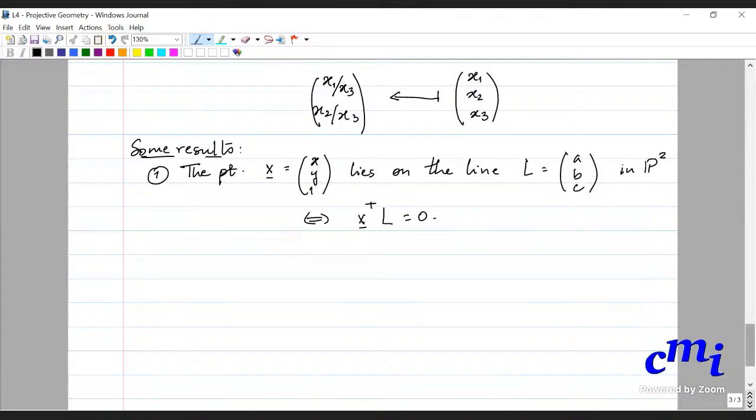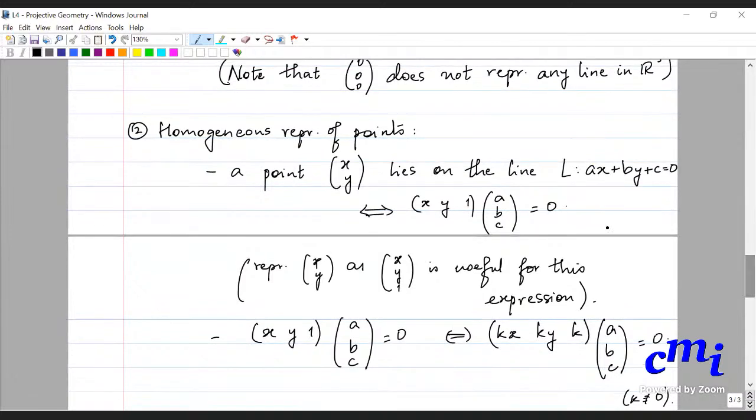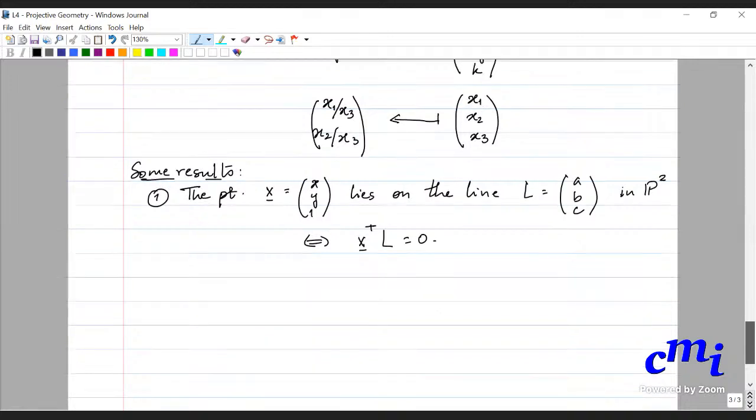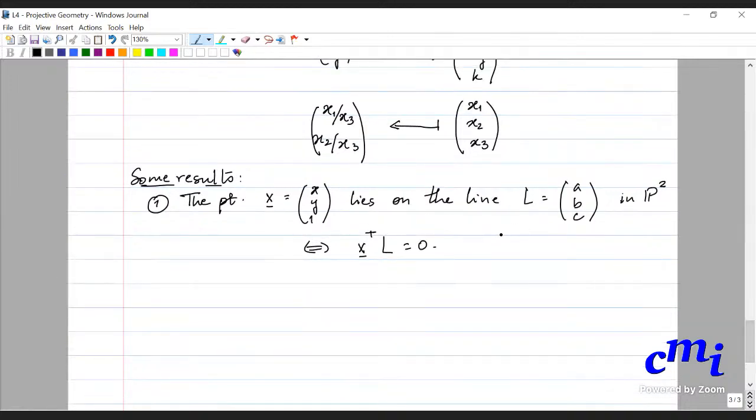This is nothing but a restatement of what we did here. This is just this (x, y, 1) vector transpose times L. So it is just a restatement in terms of this notation. This is shown earlier.